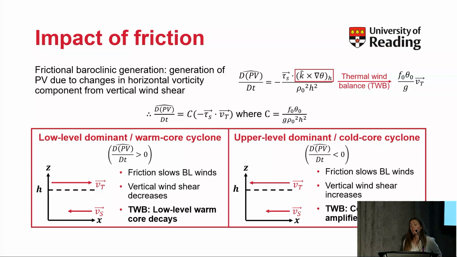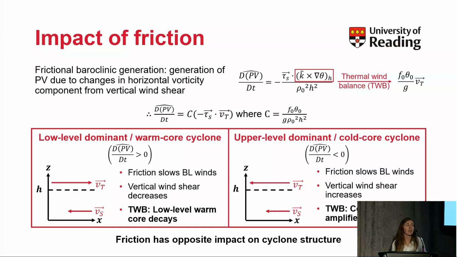but by considering how friction changes the vertical wind shear across the boundary layer, it can be shown that friction acts to decay the low-level warm core structure of low-level dominant cyclones, but amplify the cold core structure of these upper-level dominant cyclones. So this is a really simple way, just using thermal wind, to show you that friction has the opposite impact on cyclone structure. But I want to investigate this more rigorously in the future using idealized modeling. And if I've got time.